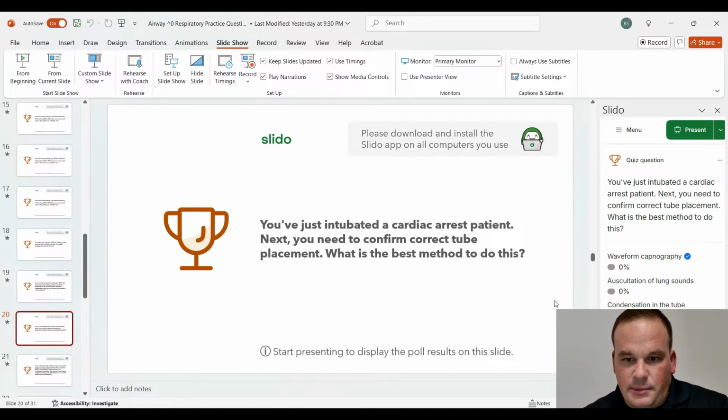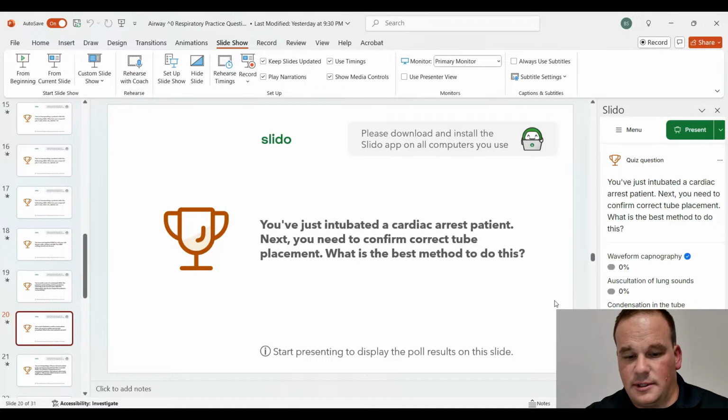So we've just intubated a cardiac arrest patient. Next, we need to confirm correct tube placement. What is the best method to do this? Per the AHA, it's a class 1 recommendation. Waveform capnography is the gold standard for monitoring the patient's airway and confirming that we have appropriate tube placement.